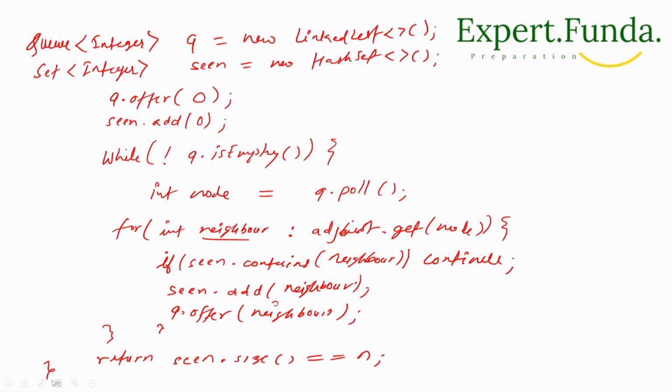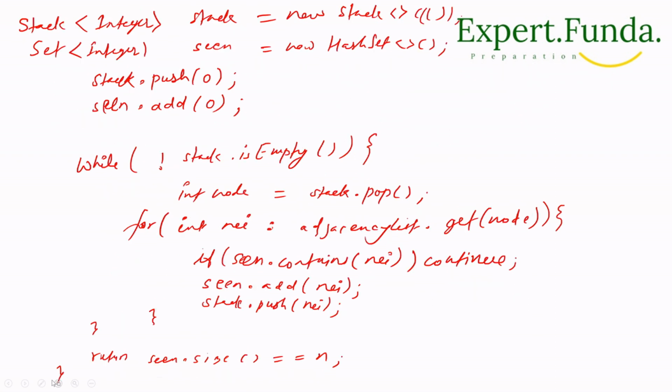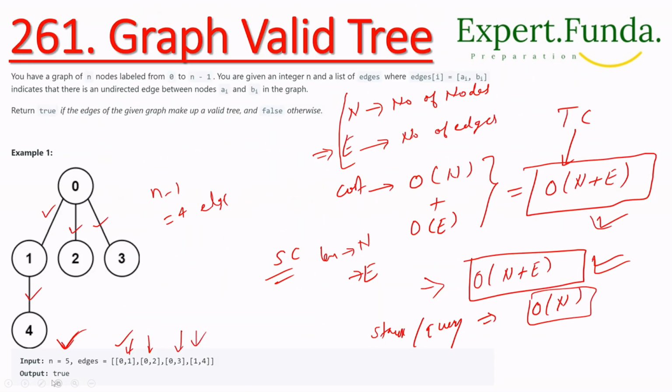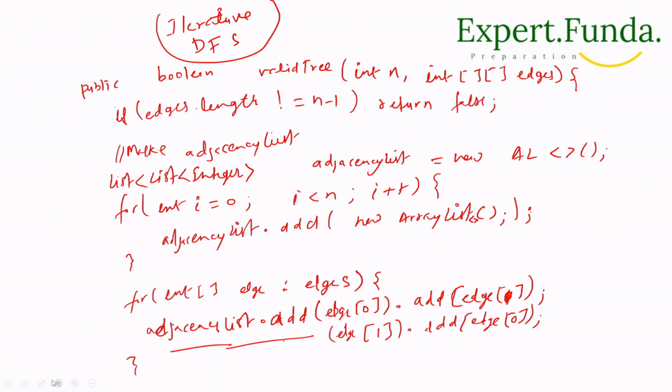So let's recap now. I was talking about the graph valid tree, in which we have recapped that first we have gone through iterative DFS, in which what we were doing, give me one minute, okay, I'll take another cloud frame. So I was talking about iterative DFS.